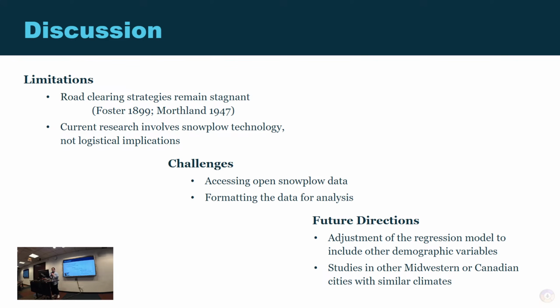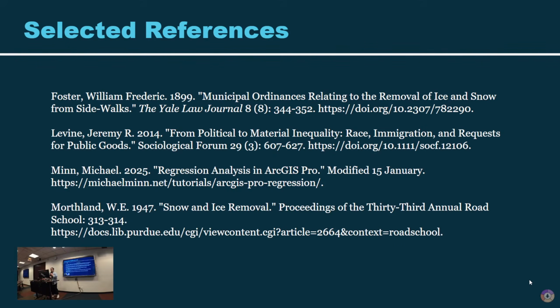I could experiment with different demographic variables to see if other patterns emerge. I can also expand the study to other cities in the Midwest and Canada that have similar climates, places like Champaign. It has the data, but it receives a lot less snowfall than Duluth. Or Montreal, Canada, for example, receives a large amount of snow, but I am not sure if they have the snowplow data.